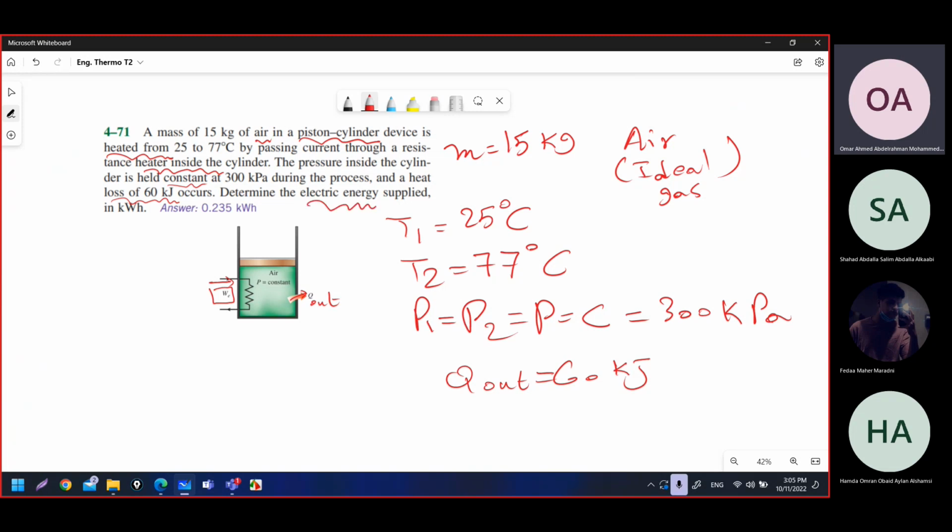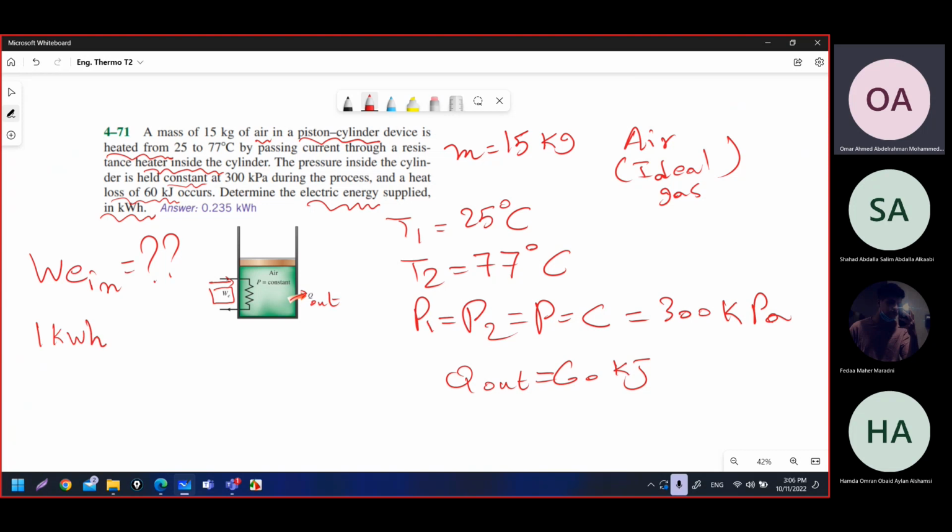Determine the electric energy supplied in kilowatt hour. The electric energy supplied, he means WE. I want to find WE and this work in kilowatt hour. The conversion factor between kilowatt hour and kilojoule is that 1 kilowatt hour.